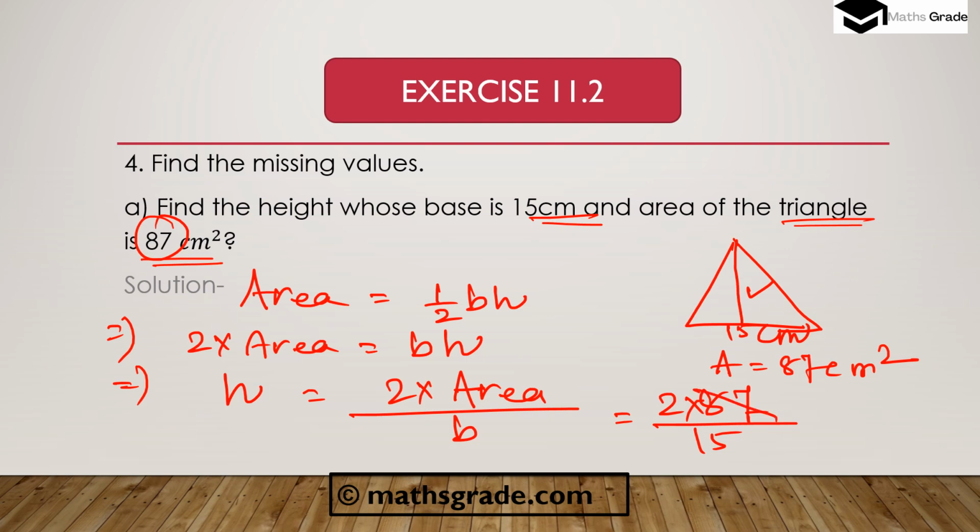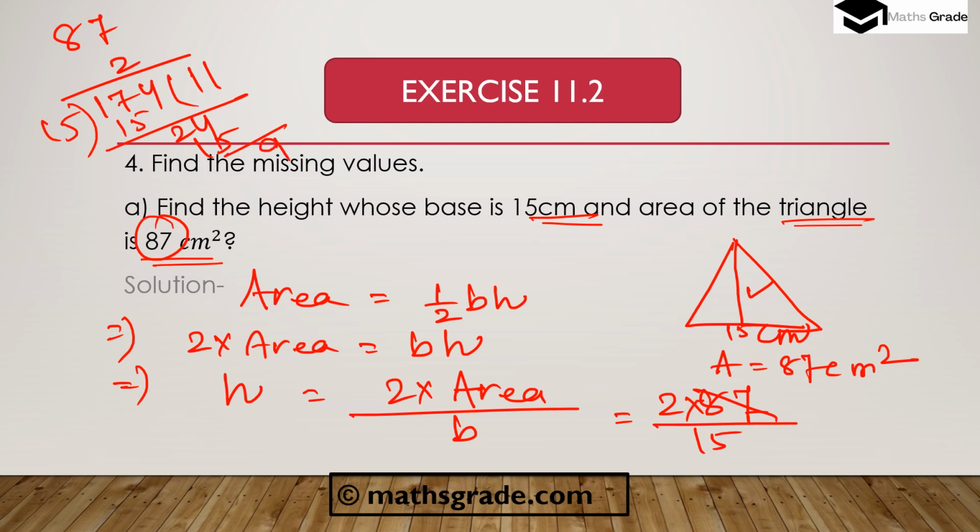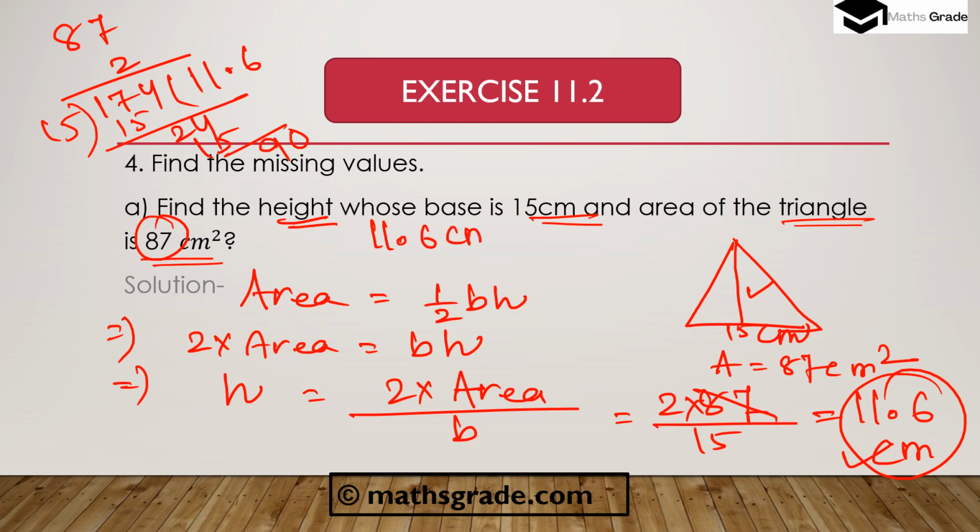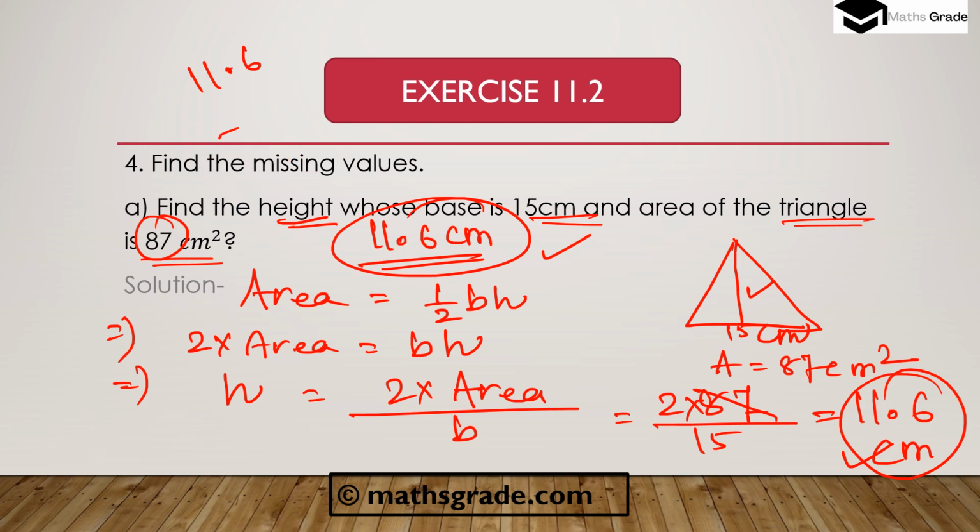So 2 multiplied with 87 is 174. 174 divided by 15: 15 ones are 15, and 17 minus 15 is 2, 24. Now 15 ones are 15, 9, 15 sixes are 90. Now it is 11.6 centimeter. So height of the triangle is 11.6 centimeter.